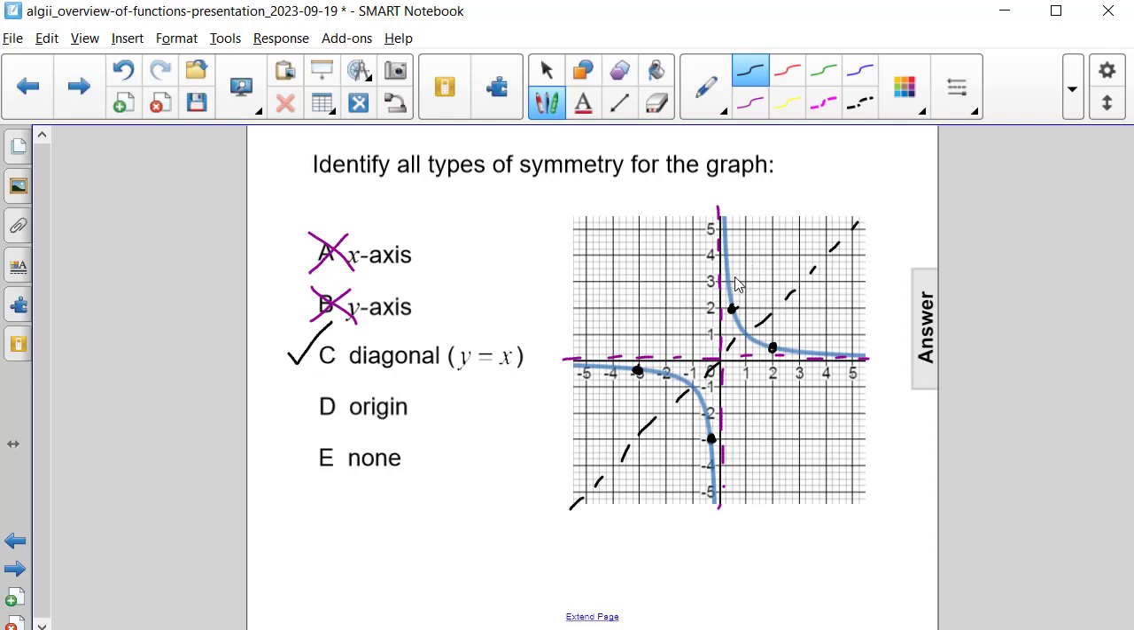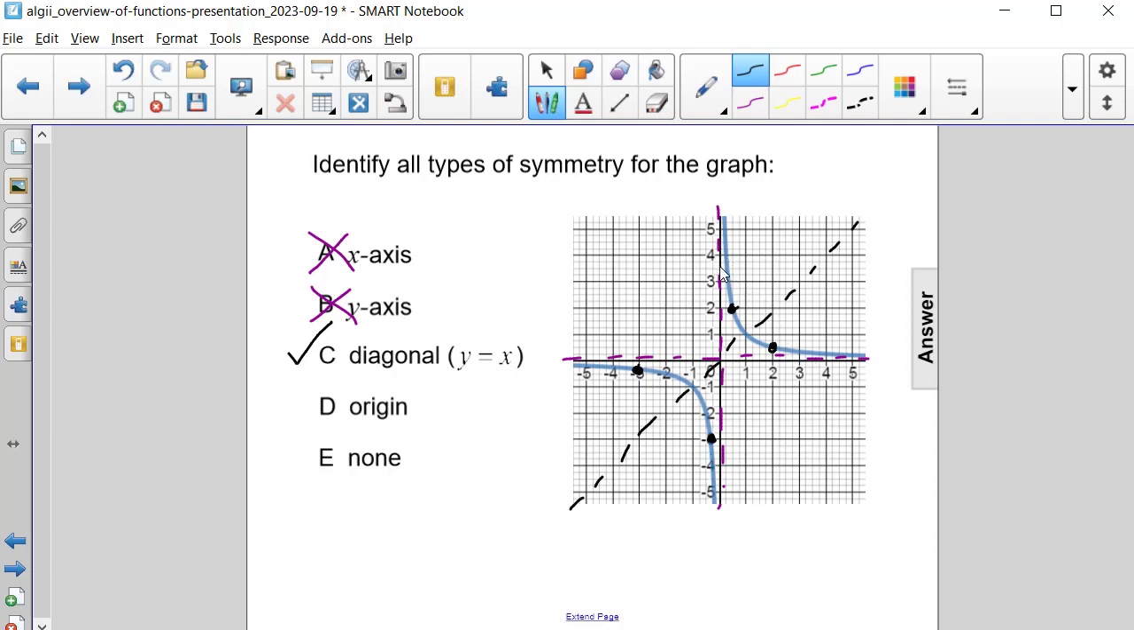Now let's look at the symmetry about the origin. Symmetry about the origin means if you were to take this section of the function and rotate it 180 degrees, it would directly map onto the other side of the function, or the function would directly map onto itself from both sides, and it does.